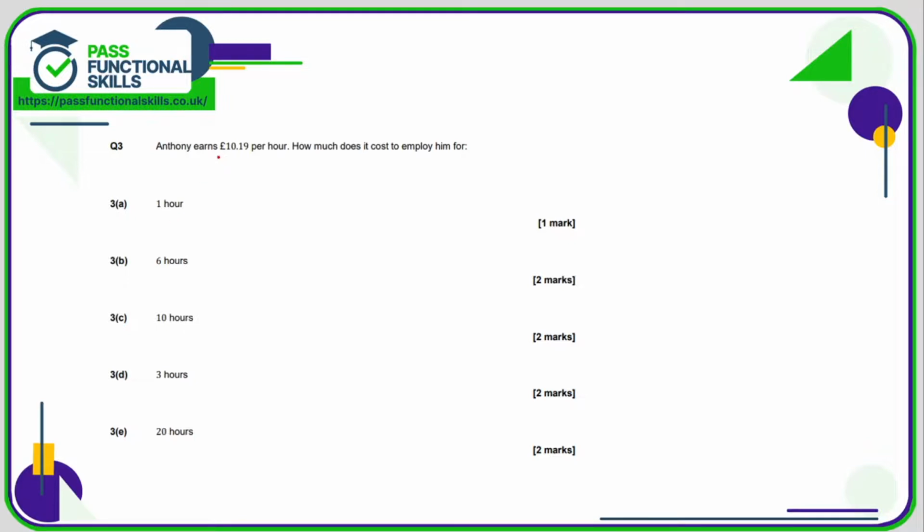So Anthony earns £10.19 per hour, so for 1 hour he earns £10.19. So in 6 hours, he's going to earn 6 times £10.19. In 10 hours, 10 times this figure. 3 hours, 3 times this figure. 20 hours, 20 times this figure. So all we need to do is multiply his hourly rate by the number of hours worked. So that should work out as 61.14.